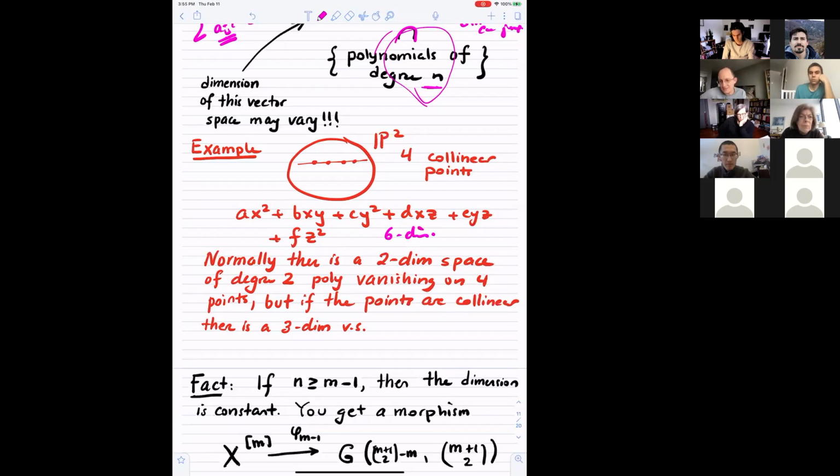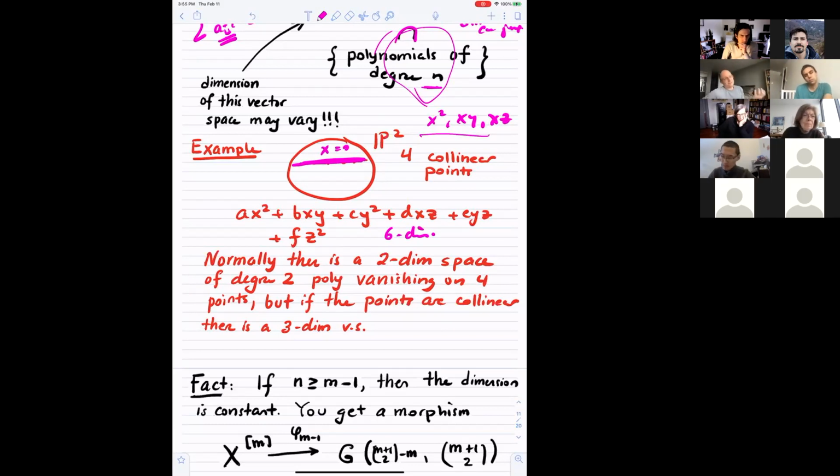But suppose that the 4 points are collinear. If you have a degree 2 polynomial vanishing on those 4 points, it has to be identically 0 on that line. Say that this line is x equals 0. Then there is a 3-dimensional vector space of polynomials of degree 2 that vanish on those 4 points.